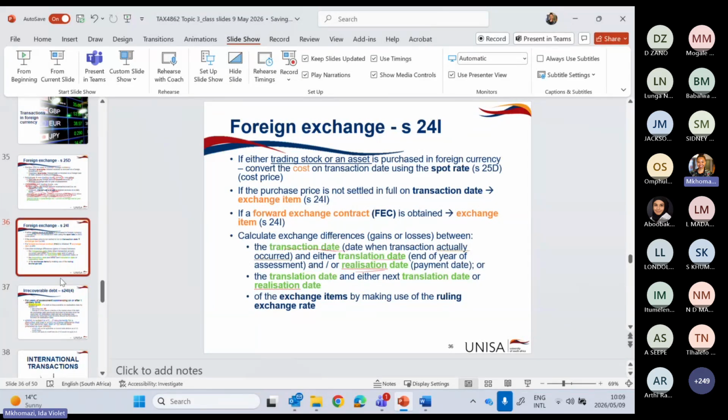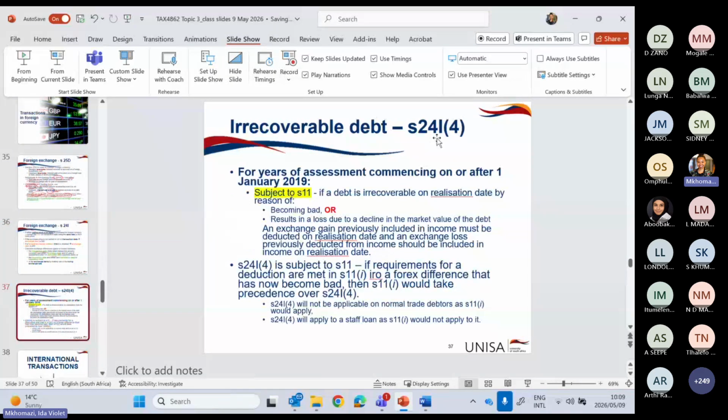What I want to get to specifically in this question is Section 24I4, which is in respect of bad debt or irrecoverable debt. So when it comes to bad debt in foreign amount, there's actually a specific provision that you find in Section 24I4.